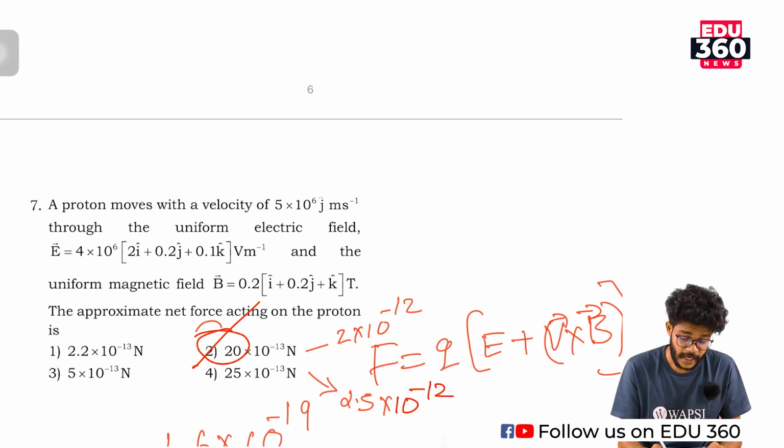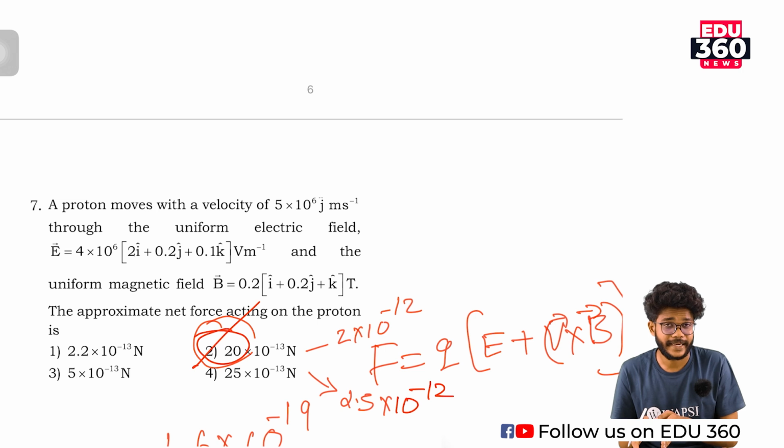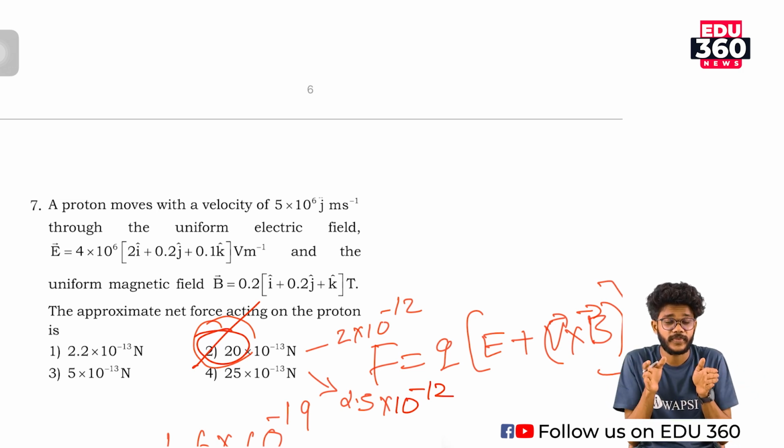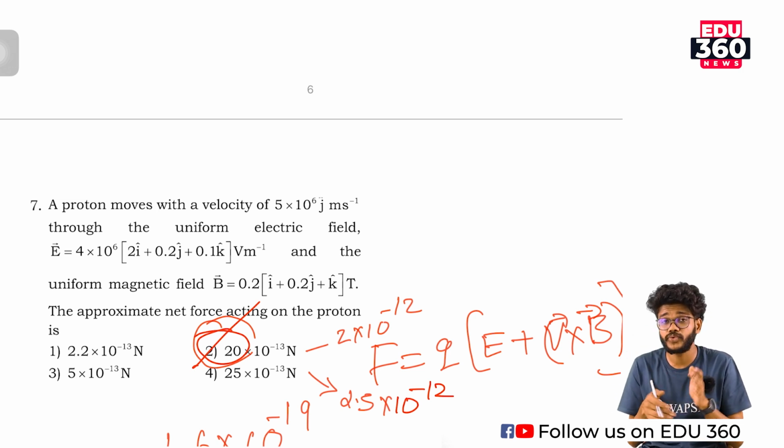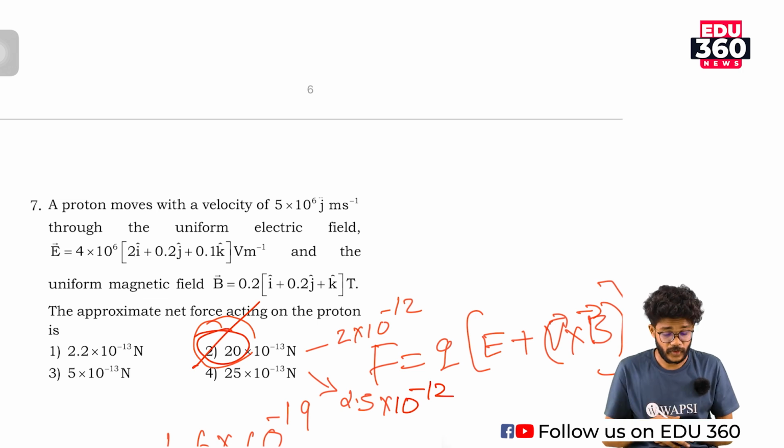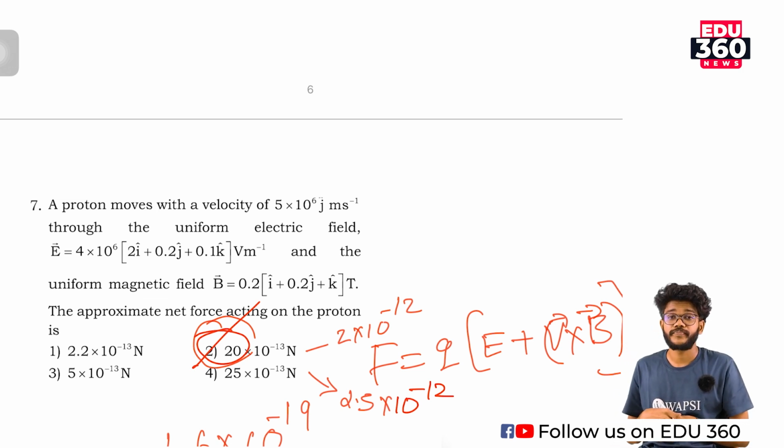Okay, we can do a problem like this in the exam. Then we can choose the answer which is nearer to our answer, so the error will be less. We can choose the answer like that also. Okay, so option 2 is the correct answer.